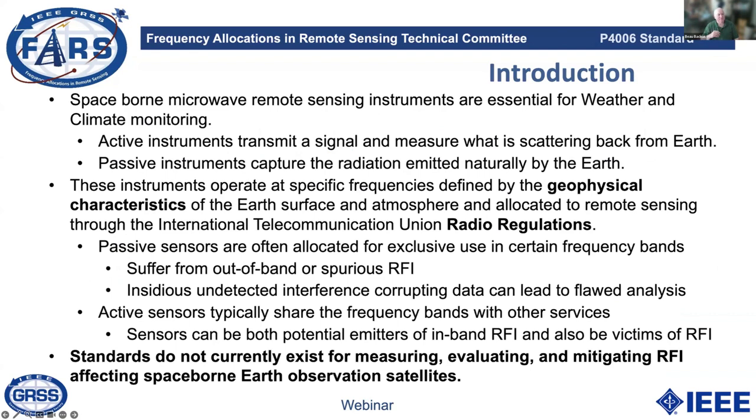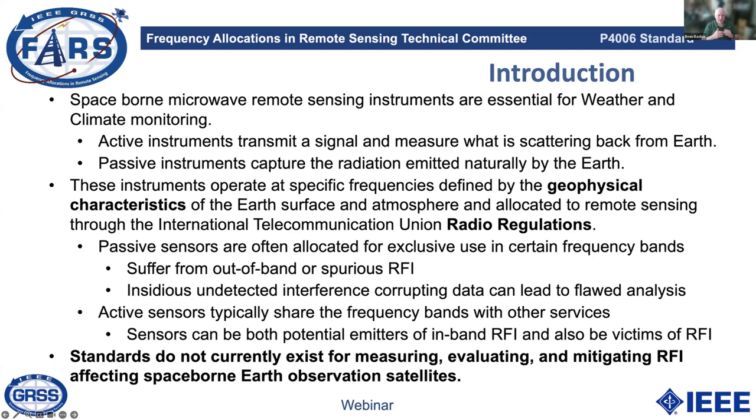But to start off with, active instruments and passive instruments are the two natures of remote sensing. The active ones transmit a signal and measure what's scattering back to the Earth. Basically, they transmit and they receive. Passive instruments capture the radiation that's emitted in a natural form from the Earth. These instruments operate at very specific frequencies. These frequencies are basically geophysical characteristics of the Earth's surface and atmosphere. And because they are physically defined, the International Telecommunications Union has established in their Radio Regulations protected bands so that the passive and active sensors can work without interference, or are supposed to work without interference.